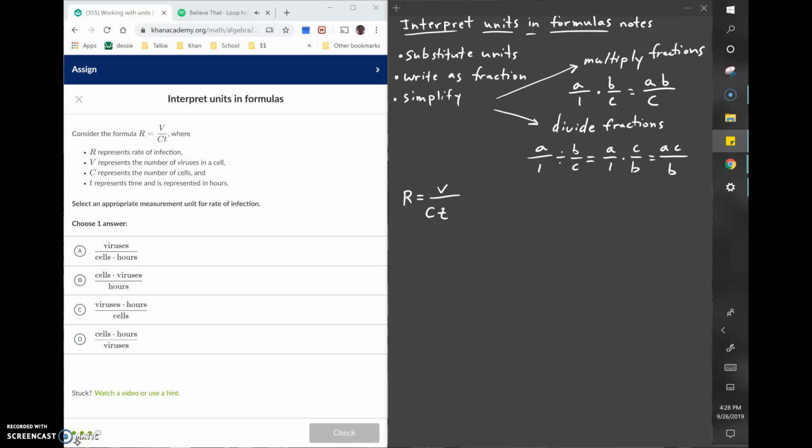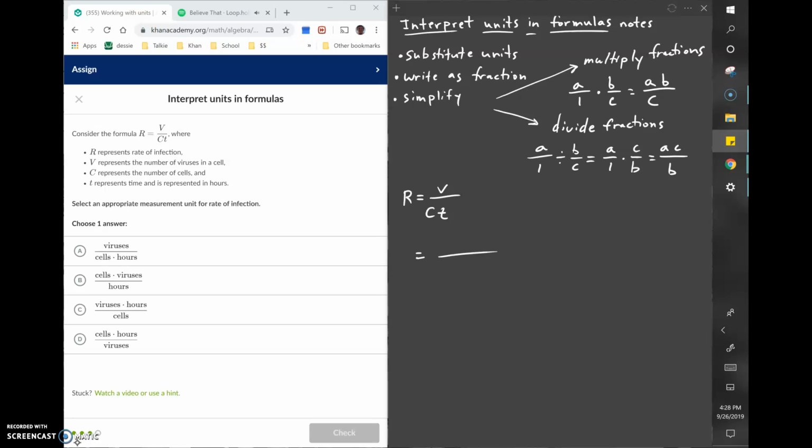Okay, here it tells us to consider the formula R equals V divided by C times T, where R equals infection, V equals the number of viruses in the cell, C represents number of cells, and T represents time, represented in hours. So let's just go ahead and substitute. So we've got the formula right here.